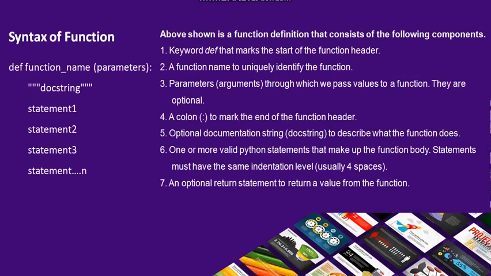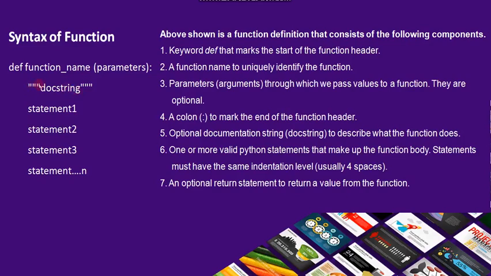So let's check the syntax of the function. Function syntax starts with the keyword def. Before starting a function, we have to write the word def, then the name of the function, then if required, parameters can also be written. Then there has to be a colon. Then the docstring is written. What is a docstring? If you wish to give an explanation of what you made this function for, you can write it here. That is the document string.